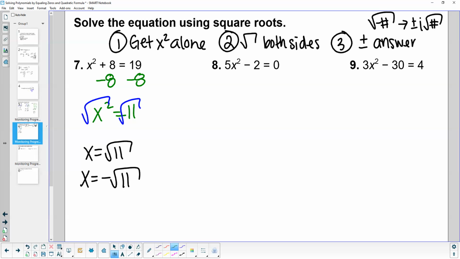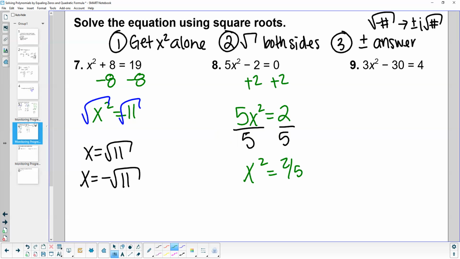Okay, let's take a look at this next one here. So we are going to get that x alone by adding 2 to both sides. I end up with 5x squared equals 2. We can divide by 5 on both sides. And we get that x squared equals 2/5. Now, you can write that as 0.4 if you want to, but 2/5 is totally fine.